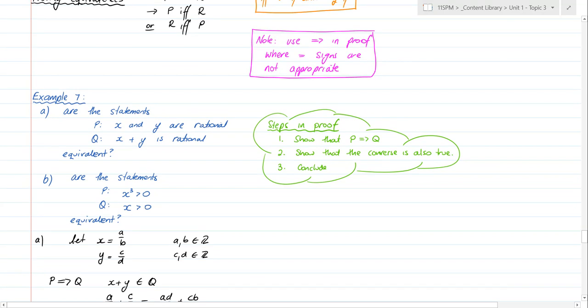So the next question was, are the statements P, x cubed is greater than 0, and Q, x is greater than 0, equivalent? One of them is an implication of the other. But the converse has to be implied as well. Equivalence only happens when one implies the other and the other implies the first one. So if one implies one, but the other doesn't, it's an implication between two statements, because that implication might not even exist. So that might still be important to you, but it doesn't prove equivalence.